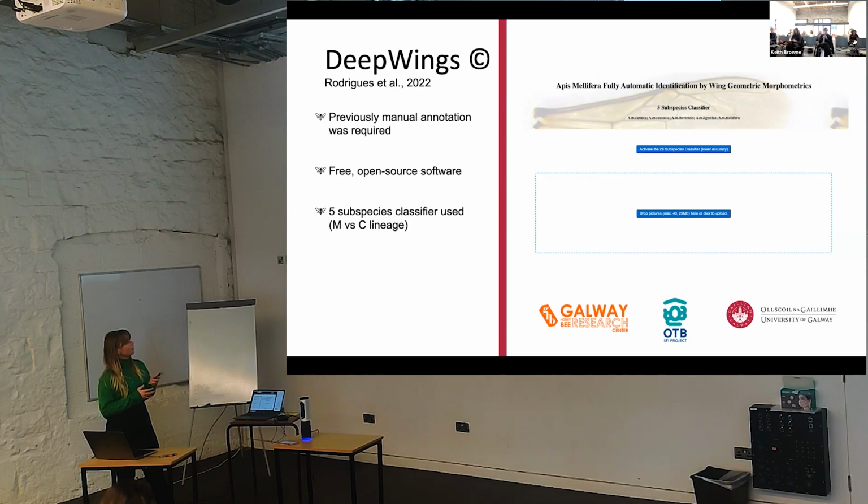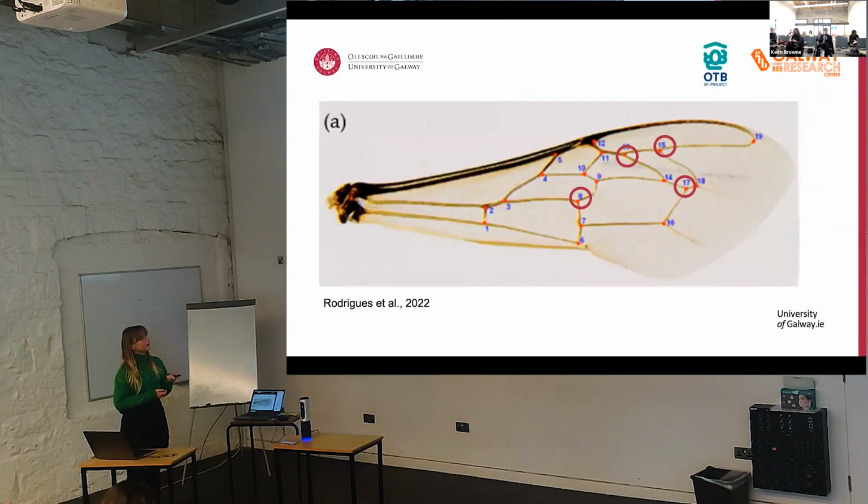When we are running our wing samples through DeepWings, we are using the 5 subspecies classifier, which just focuses on M and C lineage subspecies, as the threat to AMM here in Ireland is introgression with C lineage. This provides us with a really good initial overview of the influence of C lineage subspecies on our natives here in Ireland. Here again we have these 19 landmarks, but the 4 that I've highlighted are the 4 that are most important for subspecies classification.